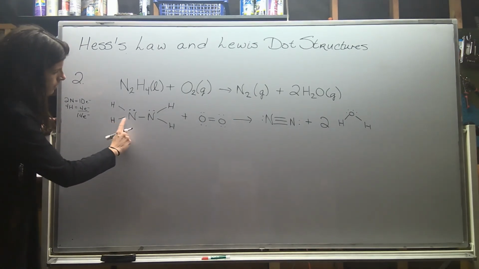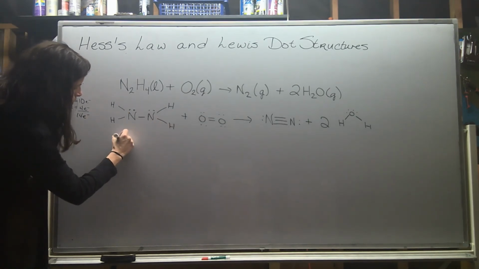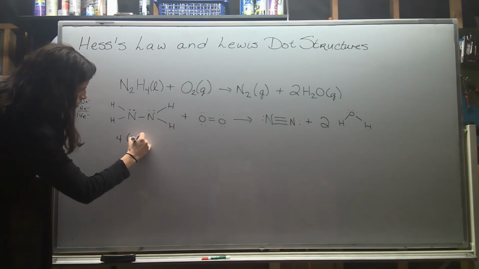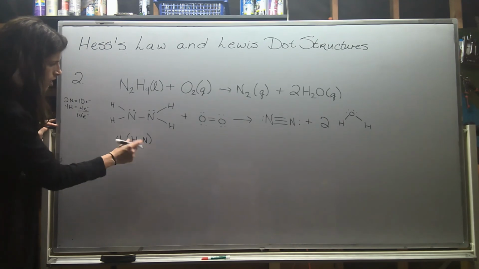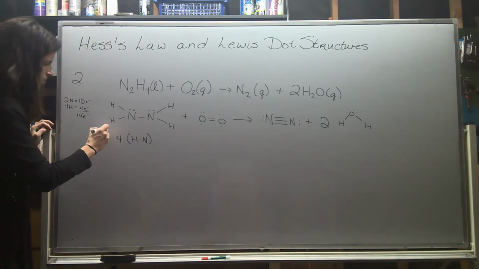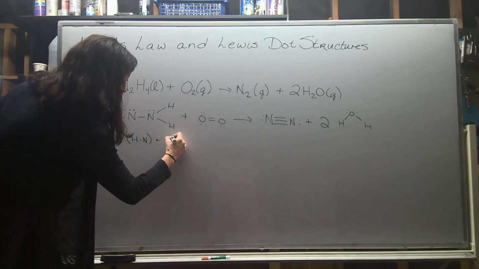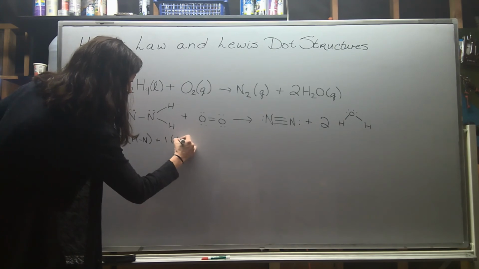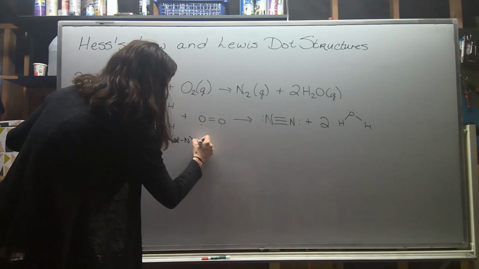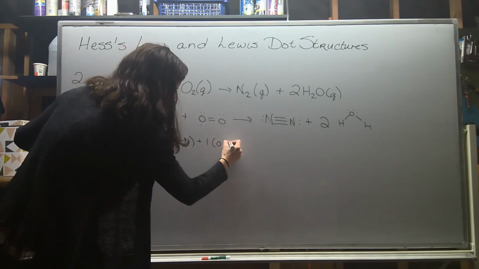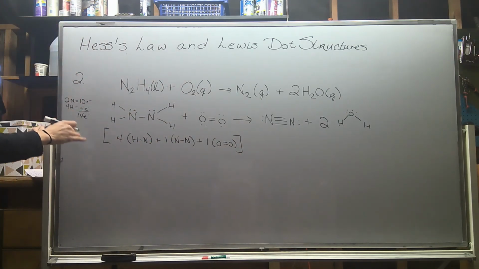Here we have hydrogen connected to nitrogen, and that appears 4 times. So I'm going to do 4 of these hydrogen, nitrogen. The order doesn't matter. I could have done nitrogen, hydrogen, however they have it listed, but 4 of those bonds. And then in the middle, I have 1 nitrogen-nitrogen bond. And then with the oxygen, I have 1 oxygen-oxygen double bond. So that's everything that's going on the reactant side.